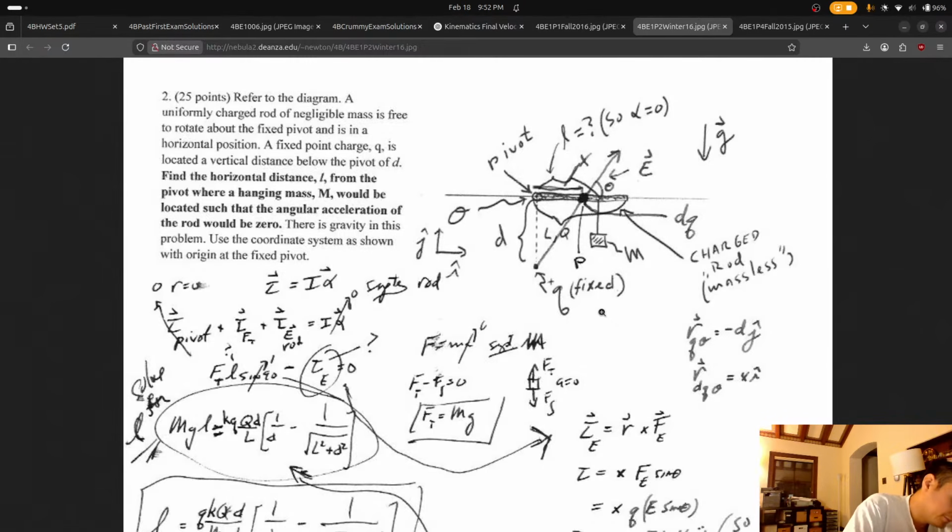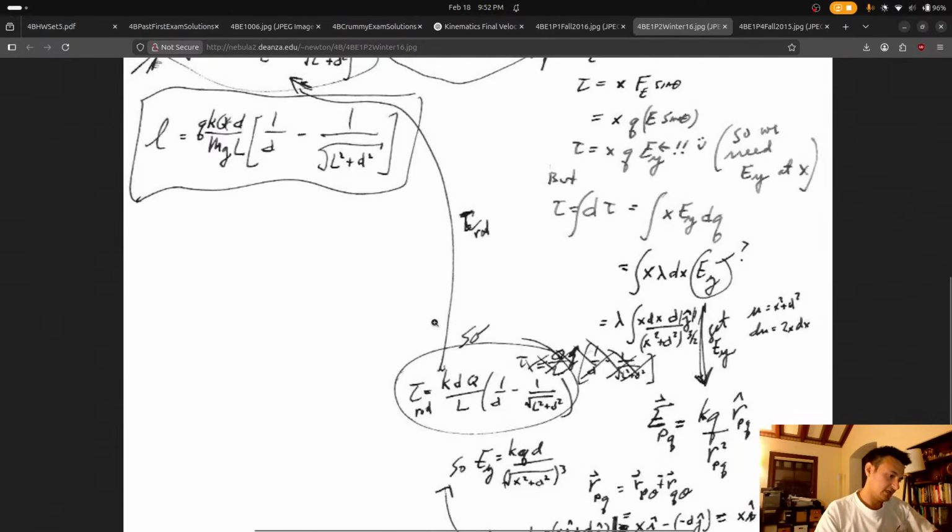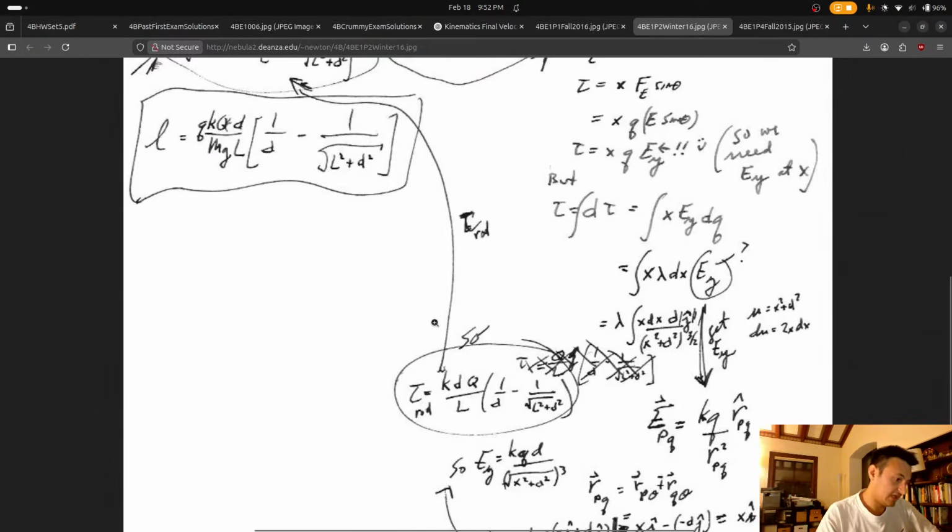so now it's going to be lambda, which would be Q over L, K Q D times this. This is going to be G. Okay, I finally think I got it. L is equal to Q K Q D L M G, boink.